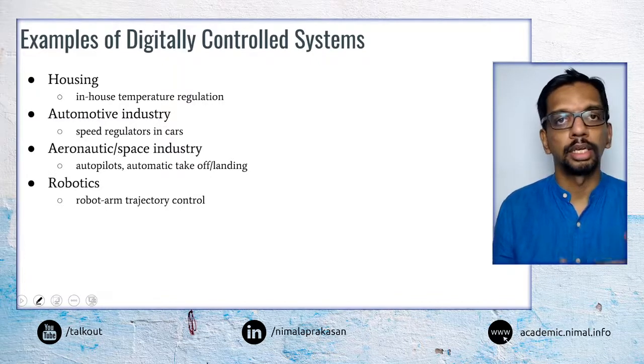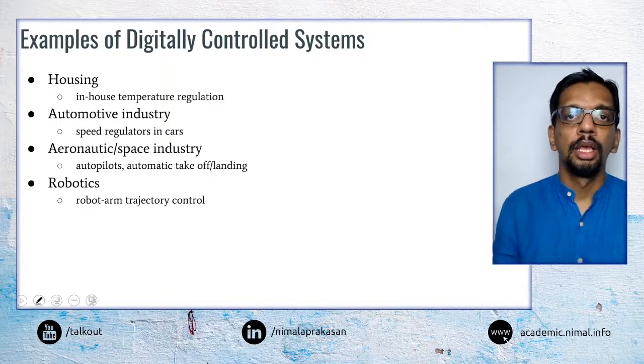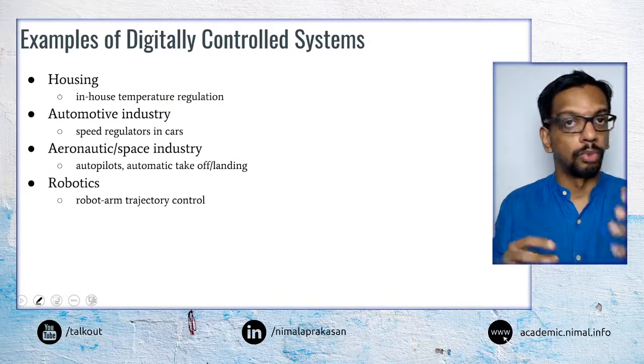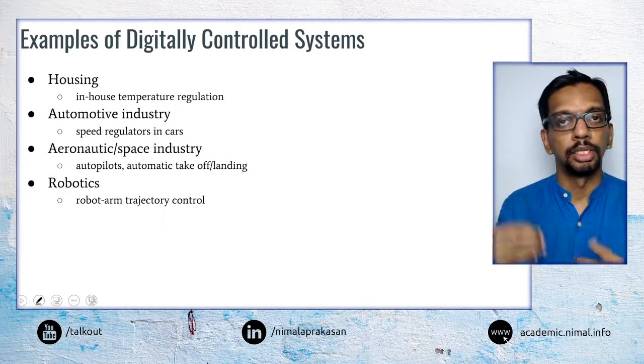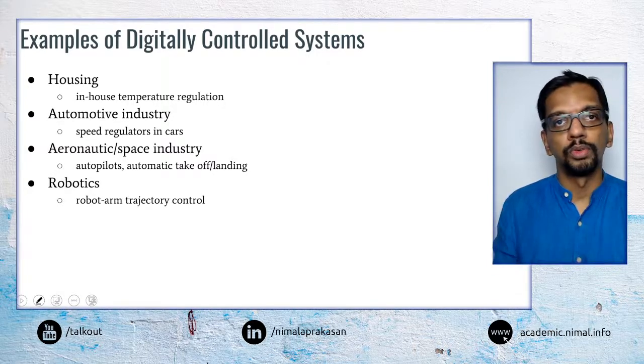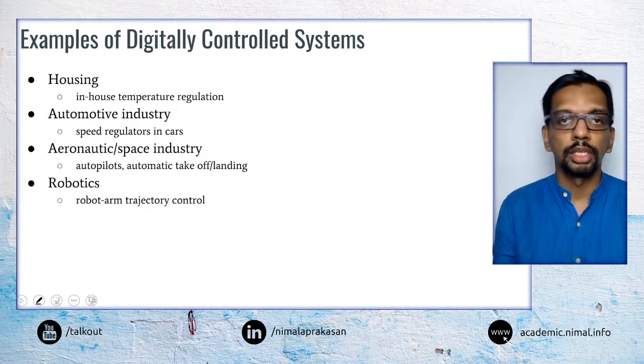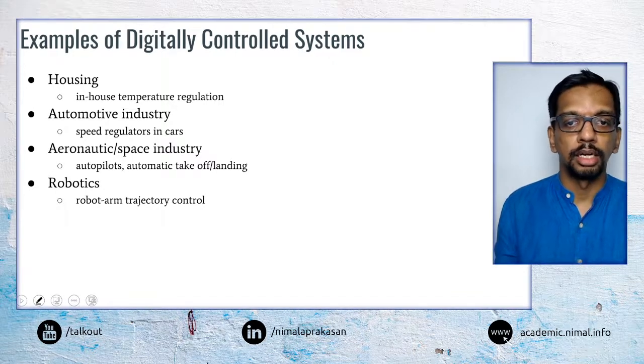Then even much more complex things like aeroplanes, or autopilot systems in aeroplanes, automatic landing and take-off systems, automatic navigation systems. All these things we can also categorize under digitally controlled systems.